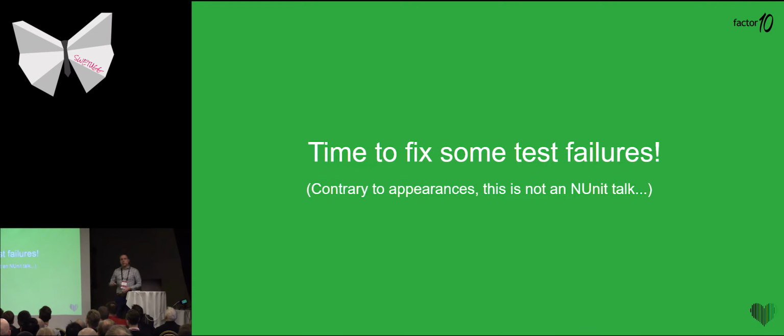So, there were test failures on the build server. We need to fix them. As you will see, I use NUnit in my examples. This is not an NUnit talk. It just happens to be the framework that I use the most, and it's nice to be consistent throughout the talk. But you can apply what I talk about here to just about any test framework, right? So if you use MS Test or whatever, that will work as well.